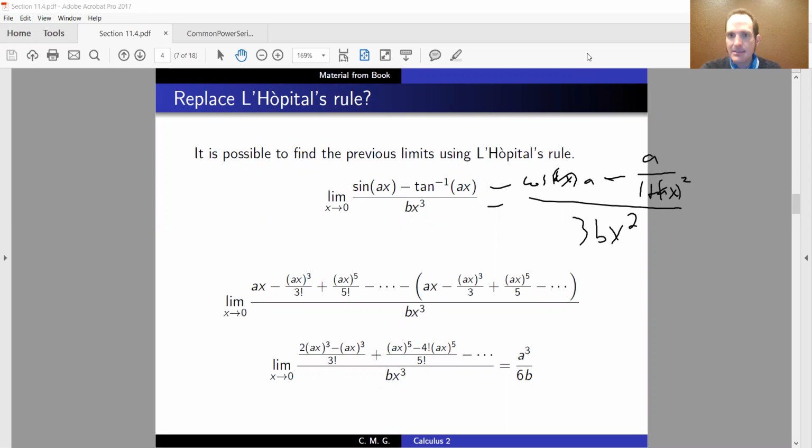Now I have to do it again. The top goes to a minus a, which is 0. And the bottom goes to 0 as x goes to 0. And so I'm going to have to do it again. And notice I'm going to have to do it a couple more times, in fact.